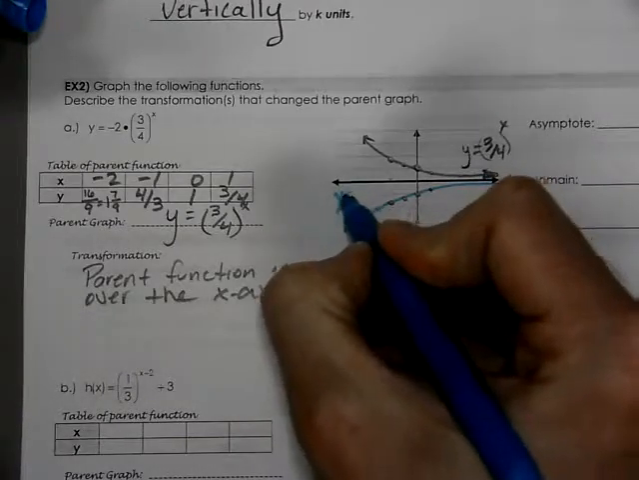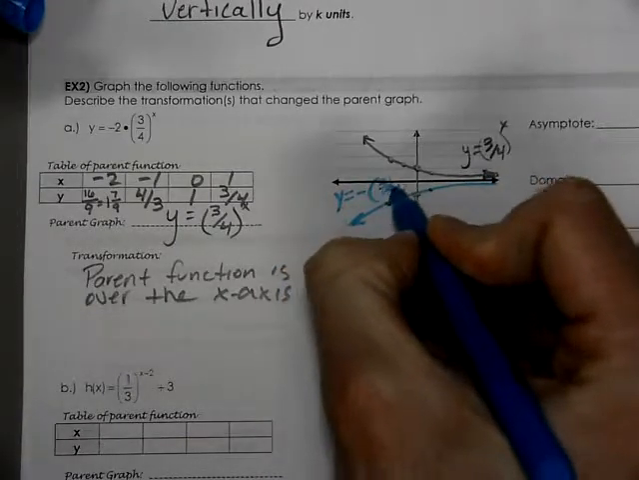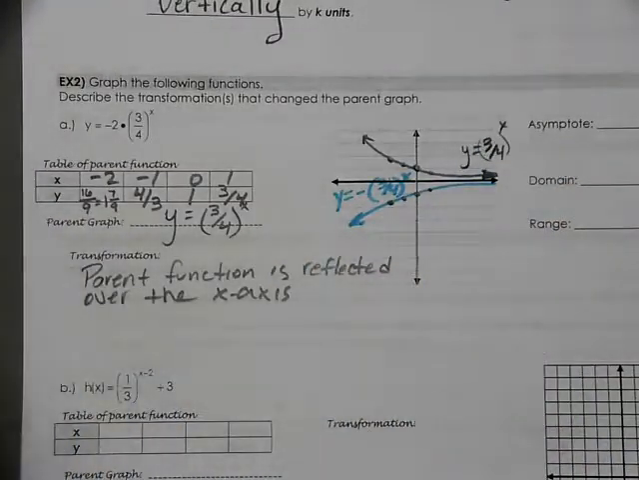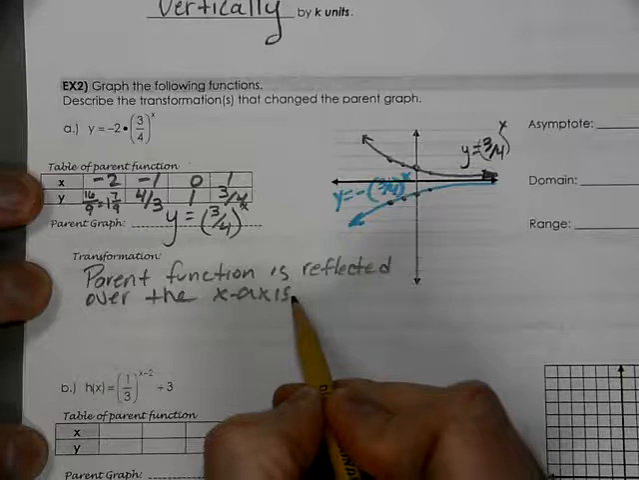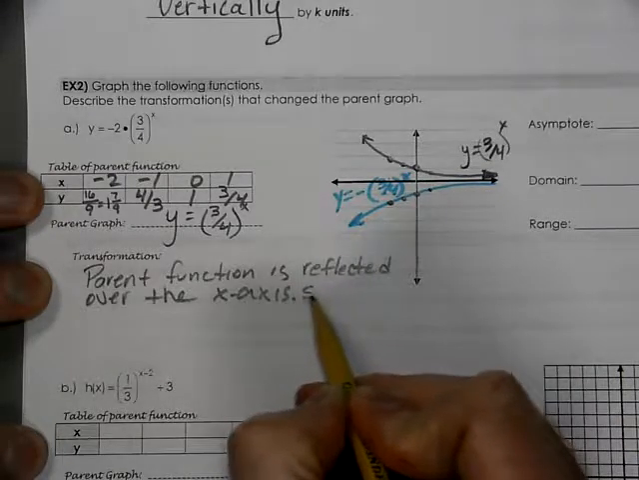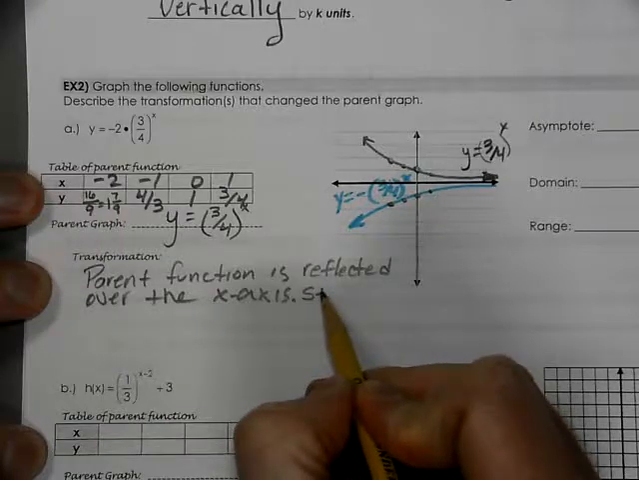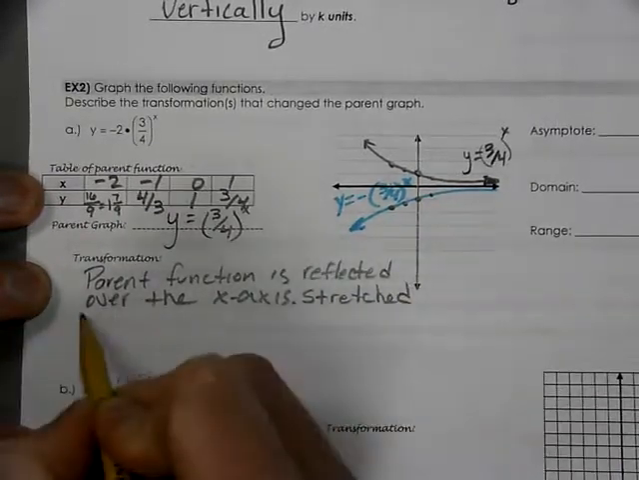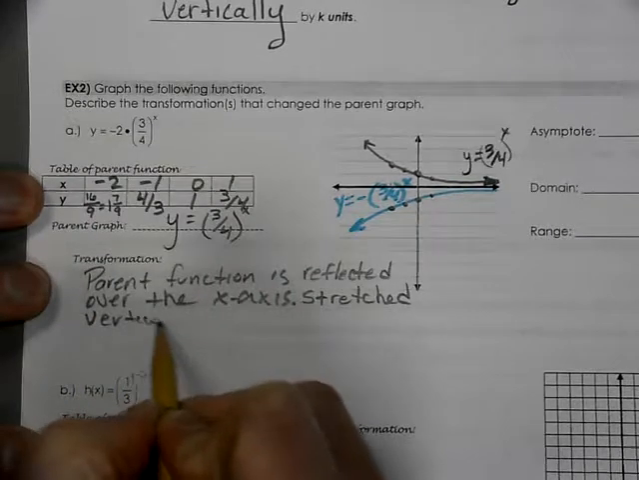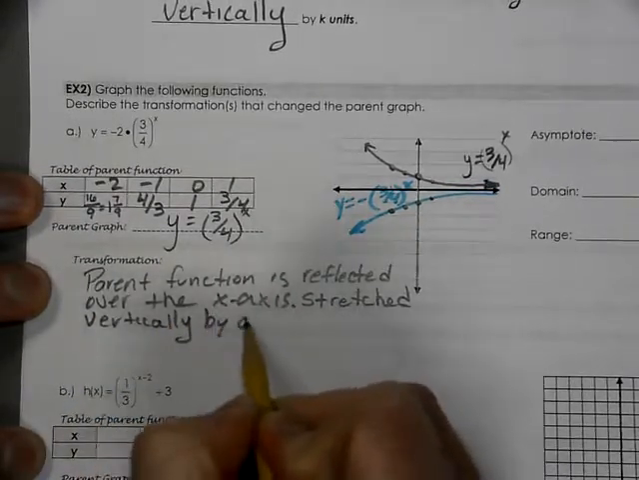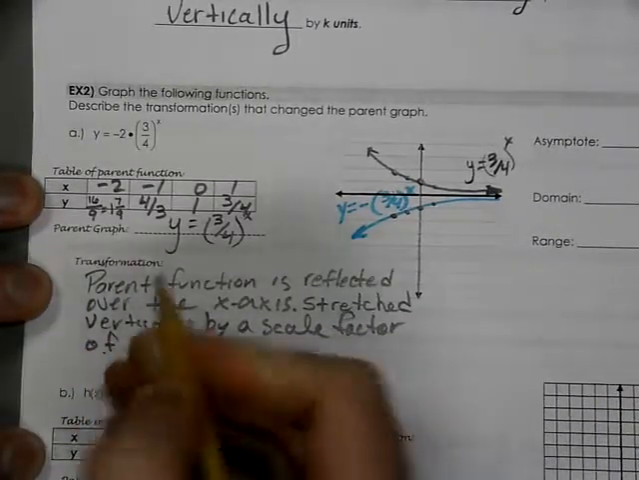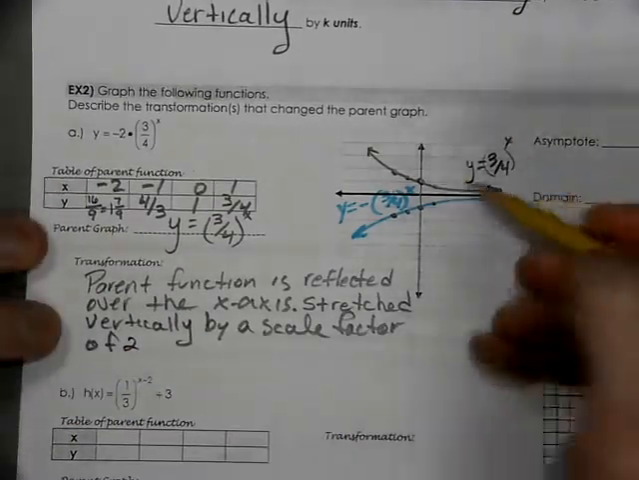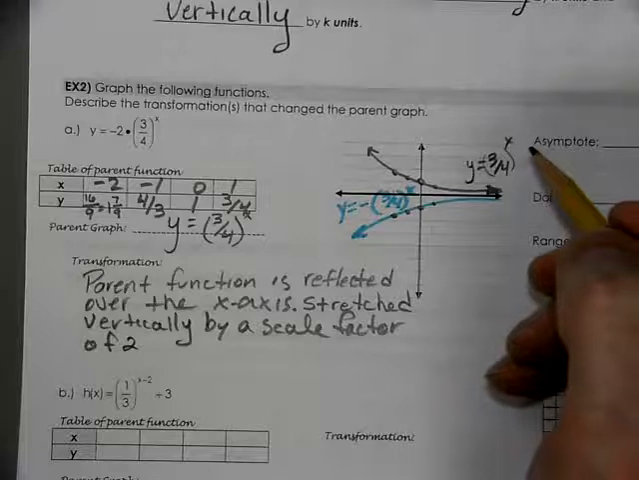And that's our graph of y equals -(3/4)^x. Notice that the negative is on the outside of the parentheses. It's not being affected by the x. Now after we reflect it over the x-axis, this is going to be stretched vertically by a scale factor of 2. So you're going to go twice as much.